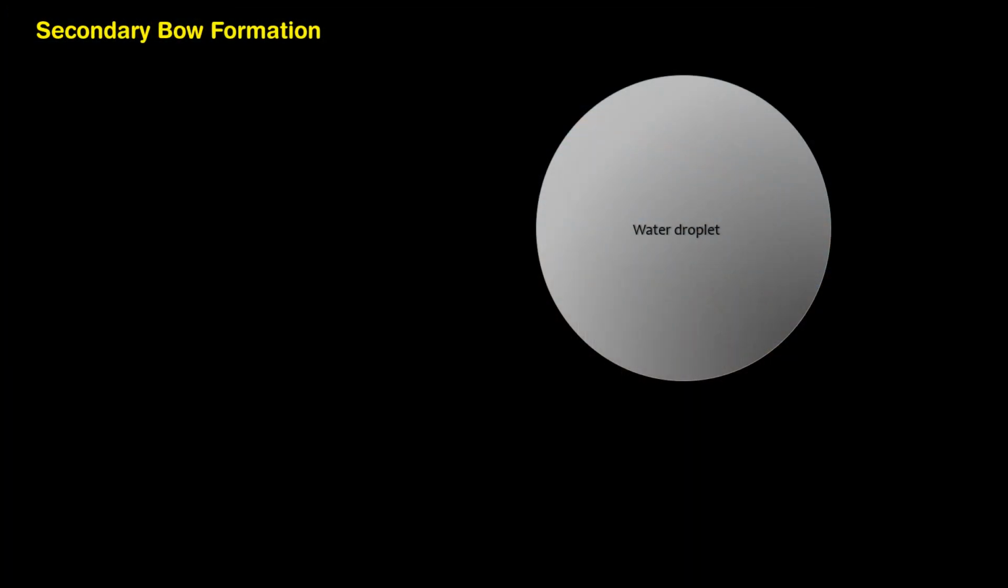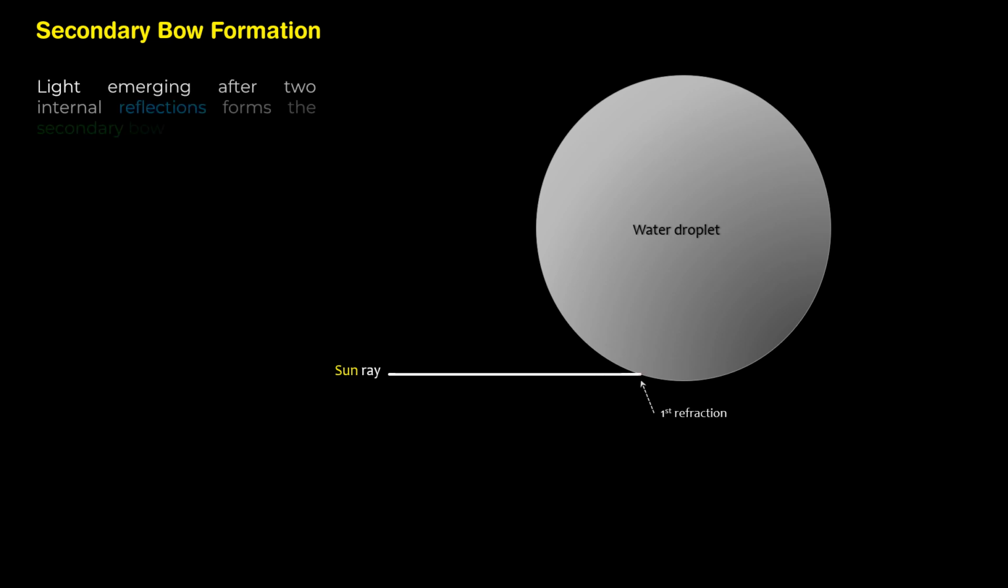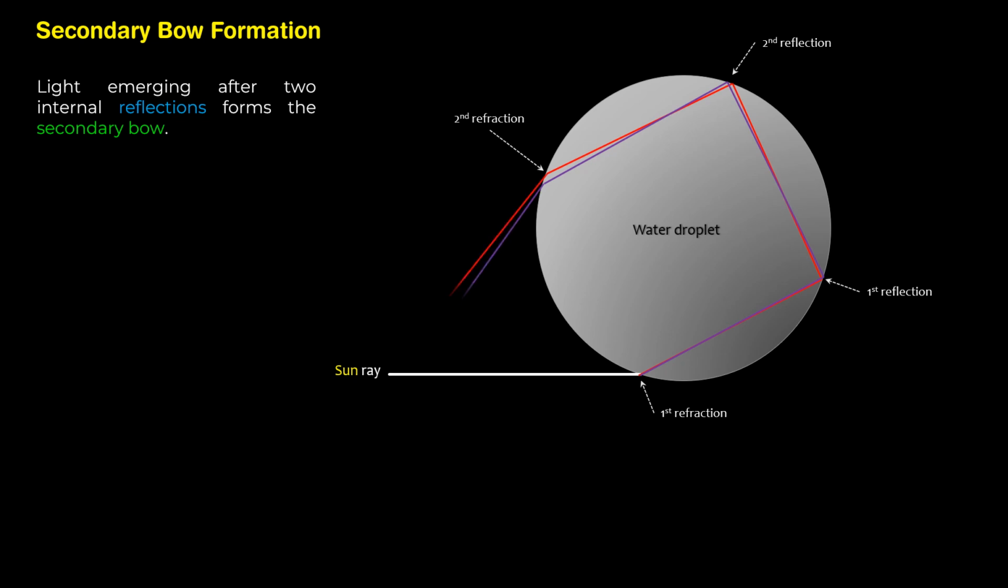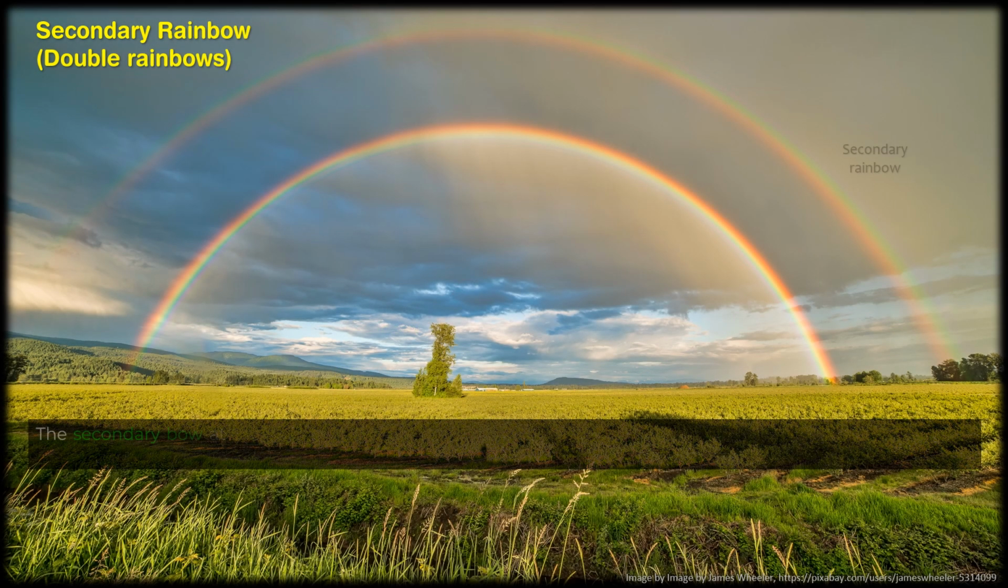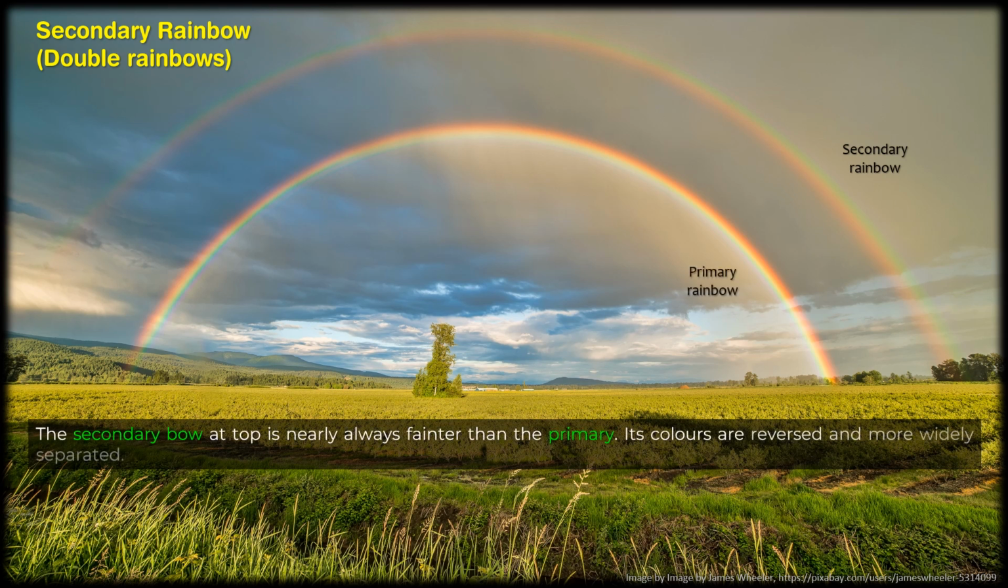Secondary bow formation. Light emerging after two internal reflections forms the secondary bow. The secondary bow at top is nearly always fainter than the primary. Its colors are reversed and more widely separated.